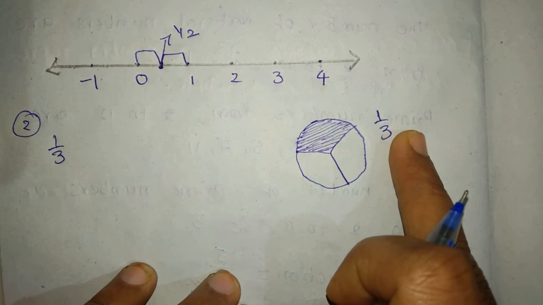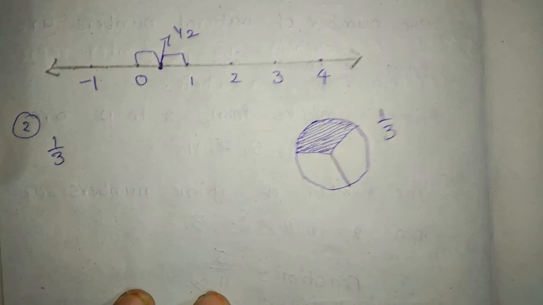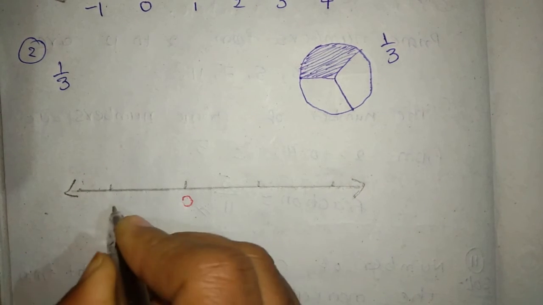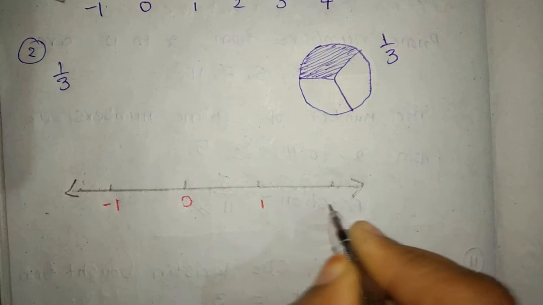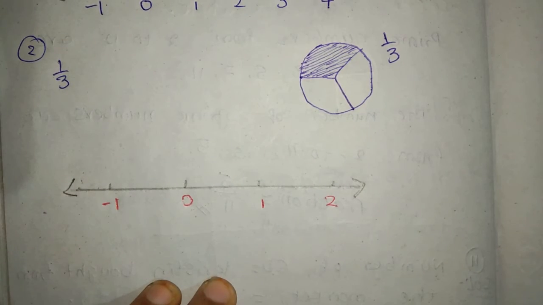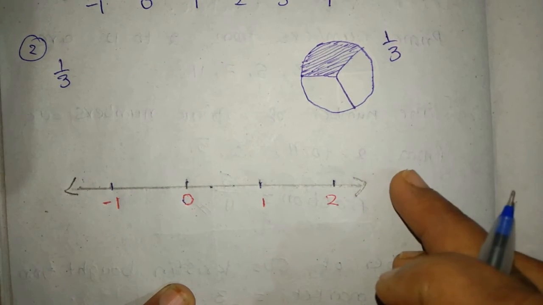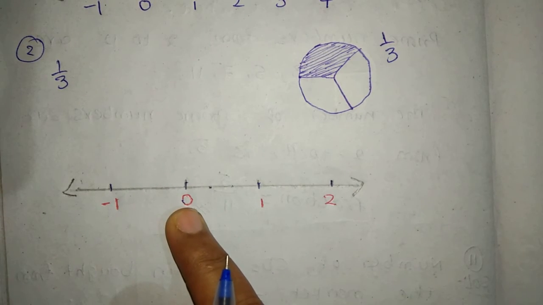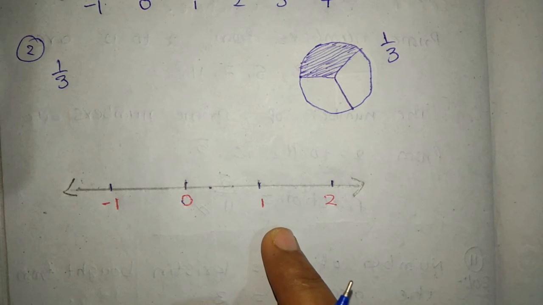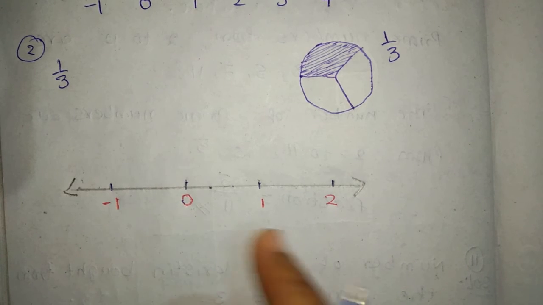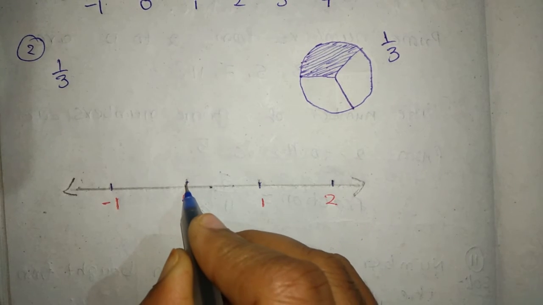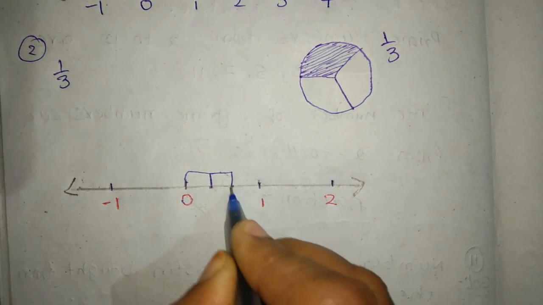Now let us draw a number line. Indicate the numbers 0, minus 1, 1, 2. Now 1 by 3 is also more than 0 and less than 1. Between 0 and 1 we will make 3 equal parts.